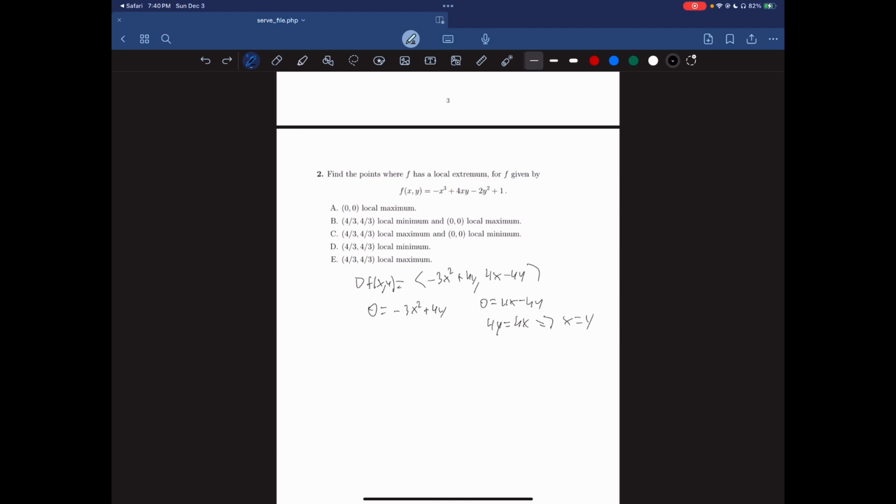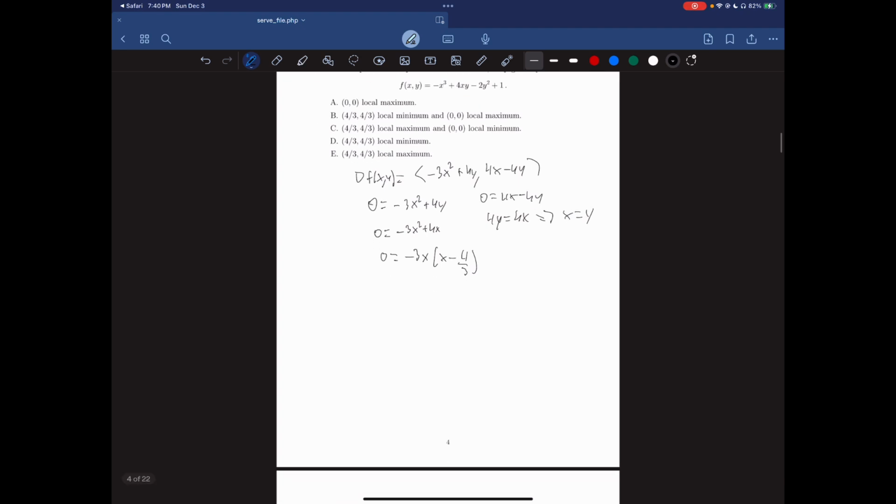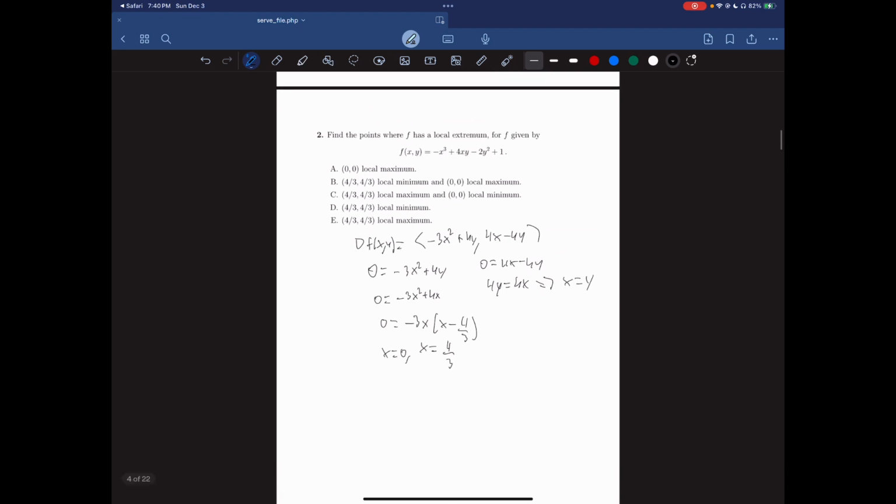So I'm just going to plug in x over here for y. So we're going to get 0 equals negative 3x squared plus 4x, and we can pretty easily factor out a negative 3x, so we're going to get 0 equals negative 3x times (x minus 4 over 3), and we solve, we're going to get x equals 0, x equals 4/3. I'm just looking at the answers, and that looks like we're doing something right because we have 4/3 here and 0 here.